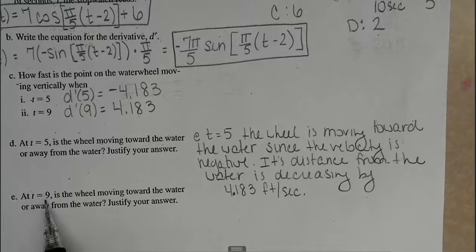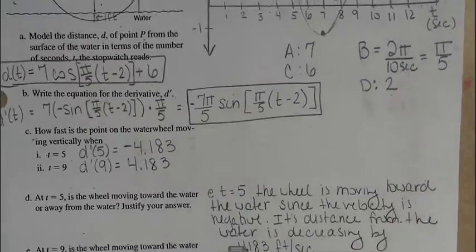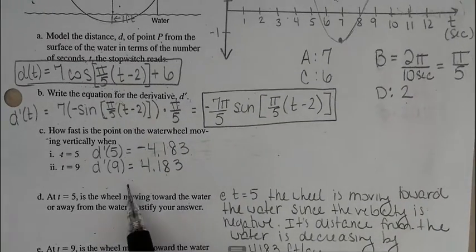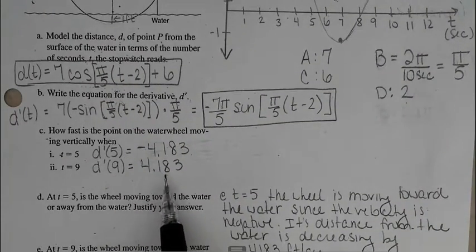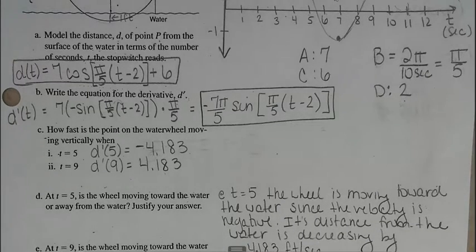Okay, at t equals 9, is the wheel moving toward the water or away from the water? Justify your answer. Okay, so let's look back at this. My derivative is positive. So that should tell you that I get a positive slope of a tangent line at time being 9 seconds. That tells me that I am moving away from the water. My velocity is positive. Okay?